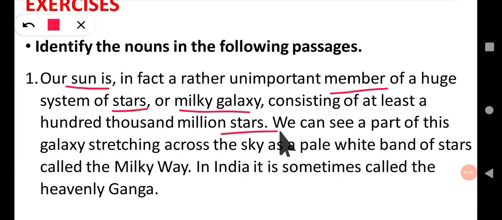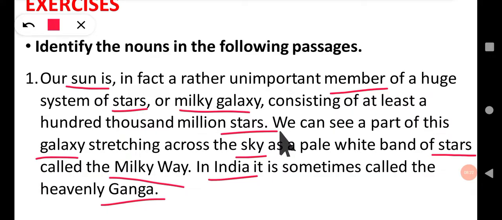Next one, we can see a part of this galaxy. Galaxy is again a noun. Stretching across the sky, this is another noun. As a pale white band of stars, again this is a noun, called the Milky Way. Milky Way is also a noun. In India, India is a noun. It is sometimes called the heavenly Ganga. Ganga is also a noun. So all the underlined words that you can see on the screen here are all nouns.